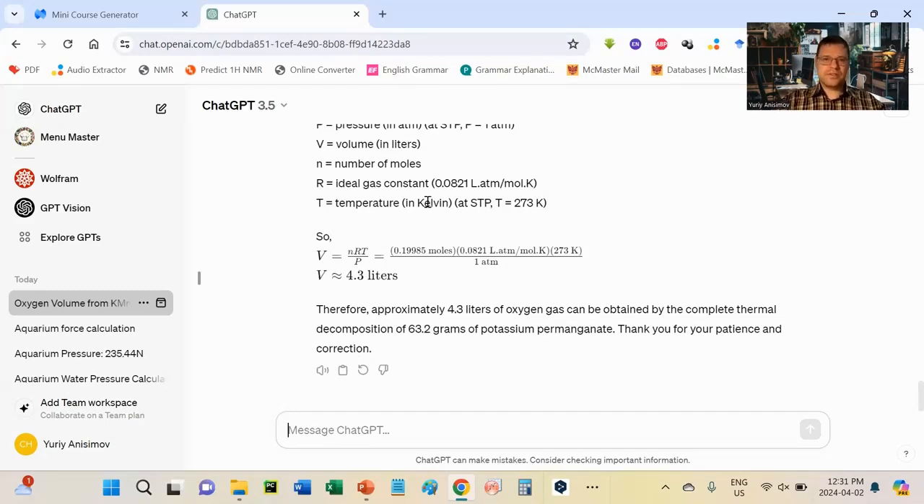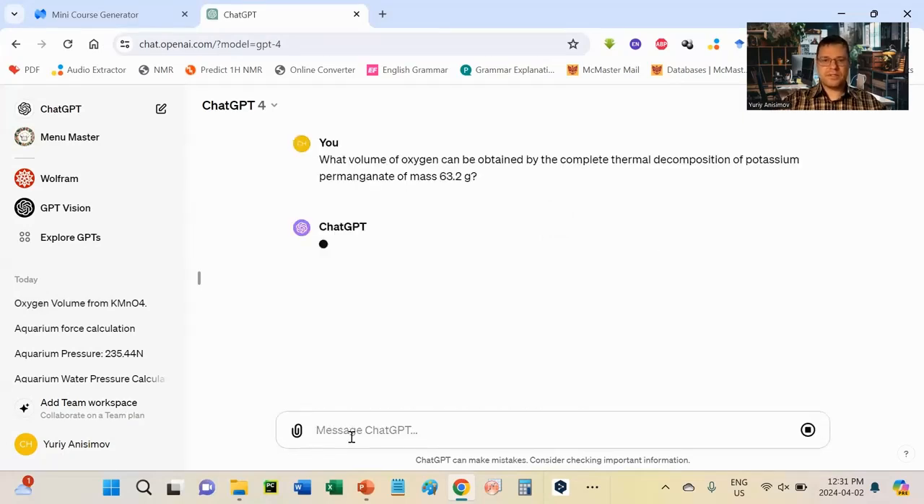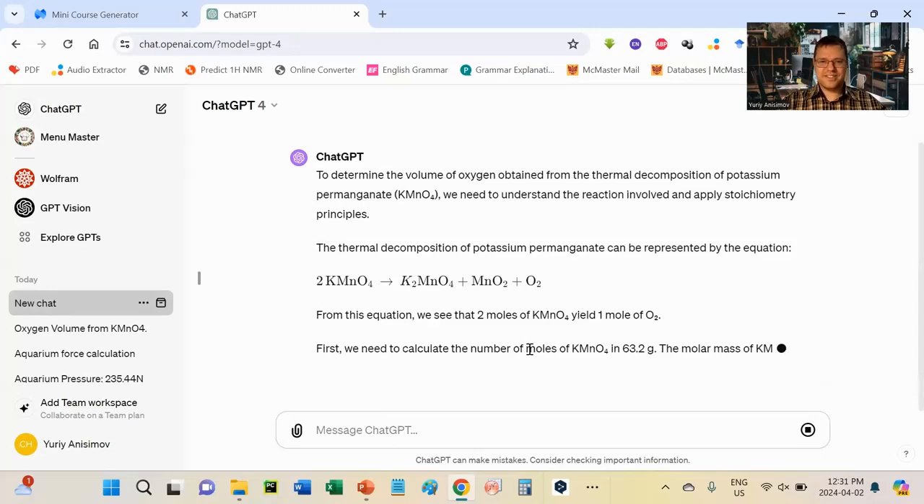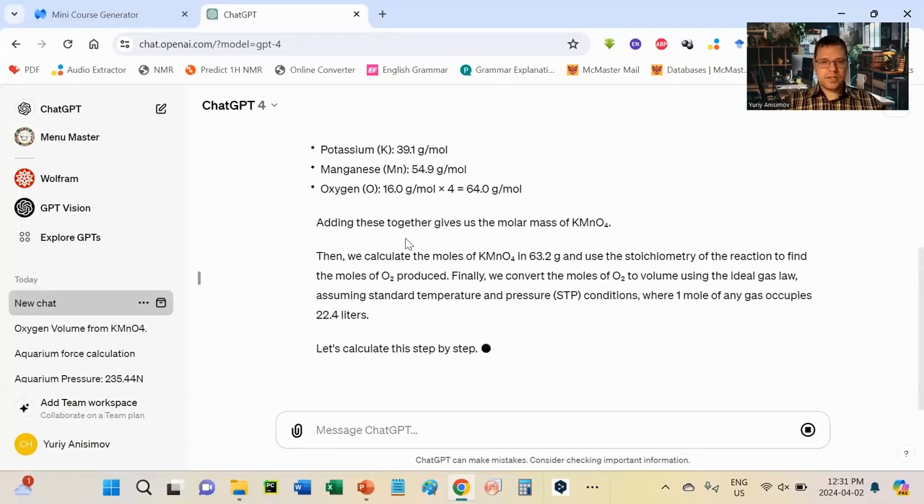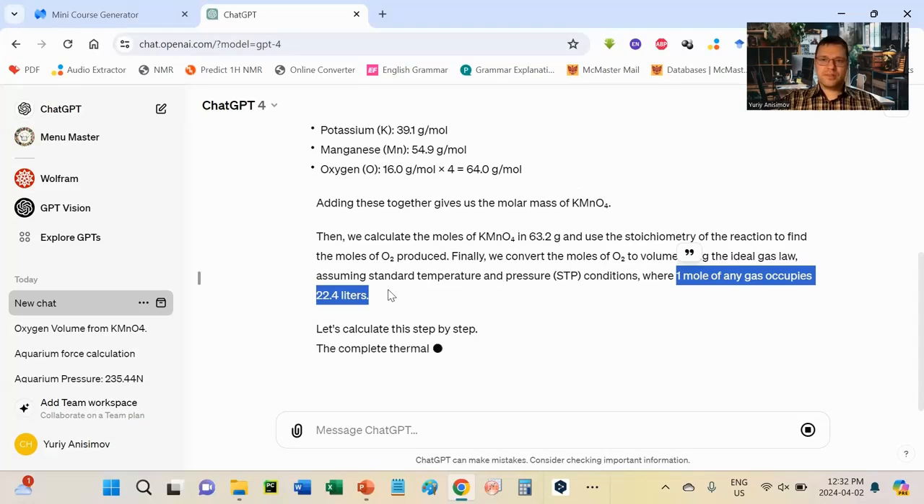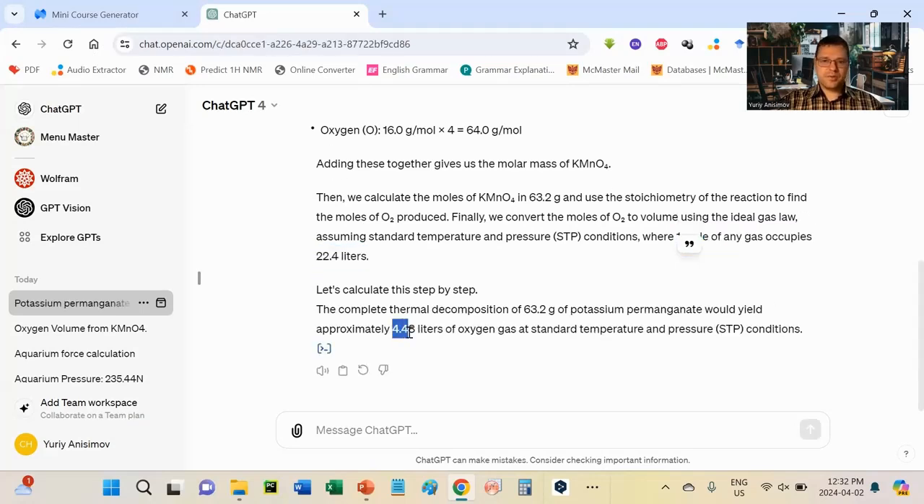Let's go to version 4 and compare. Same problem. Okay, at least it uses indexes and subscripts in a nicer way, you see. Alright, so molar mass. Let's calculate step by step. Code interpreter, good. Here you see it mentions that at STP conditions 1 mole occupies 22.4 liters. So that's what I told, and that's actually what ChatGPT 3.5 forgot about. There we go, 4.48 liters, exactly. So bravo, version 4 was completely correct.